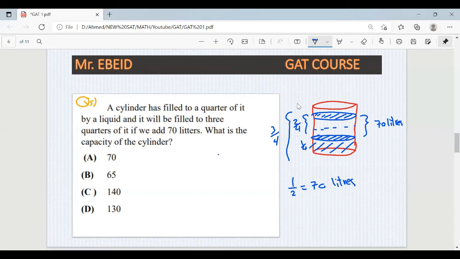Okay, so by doubling it, it will be 140 to find the capacity of the whole cylinder. Because you know that half of the cylinder gives you 70 liters, so doubled, it will be 140. So the answer is C.